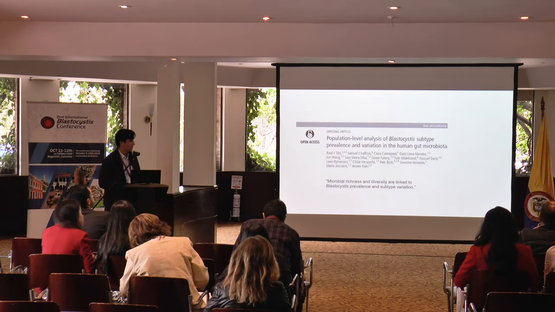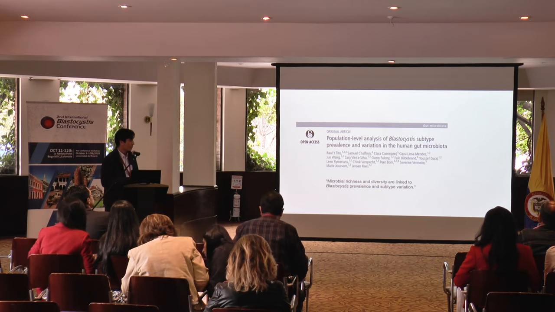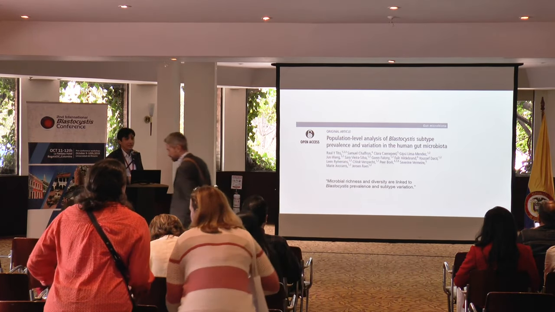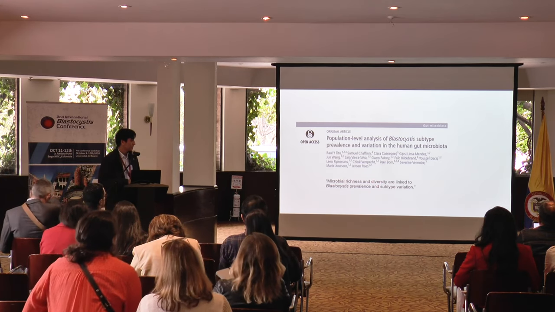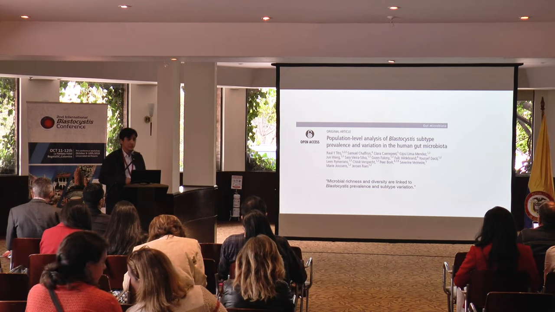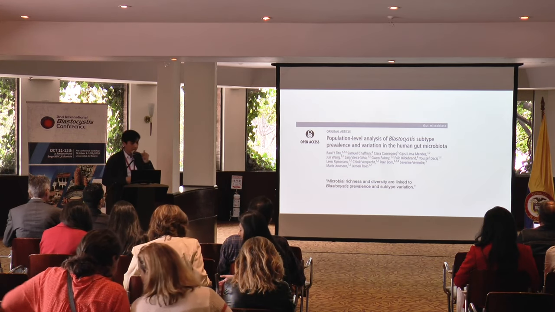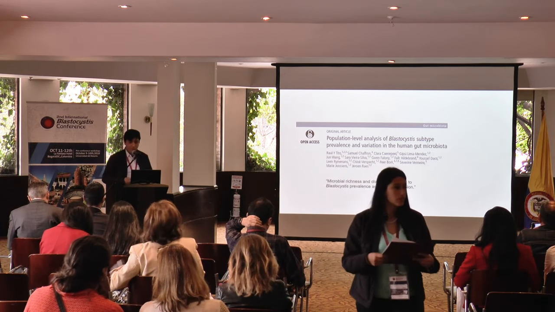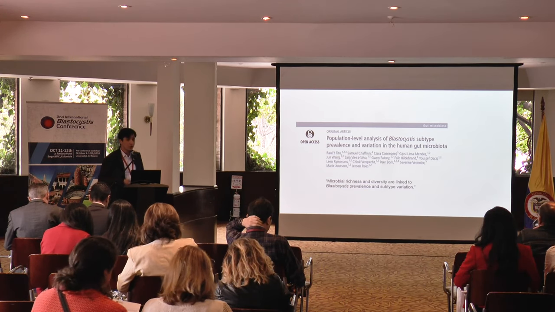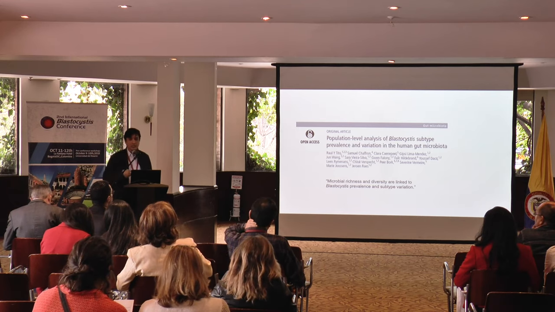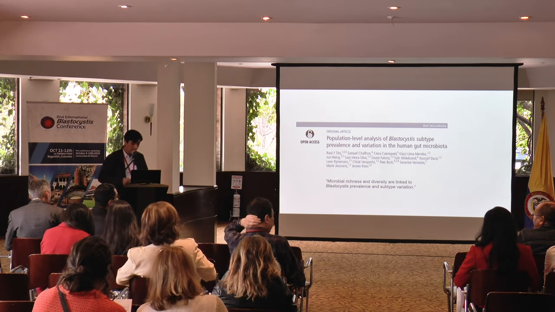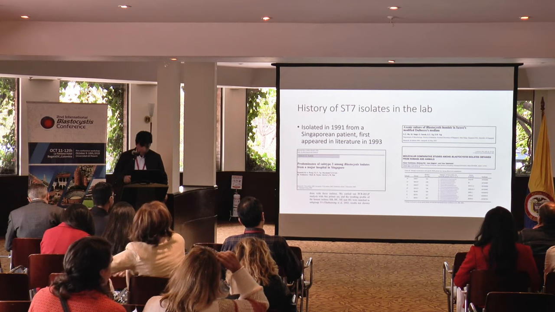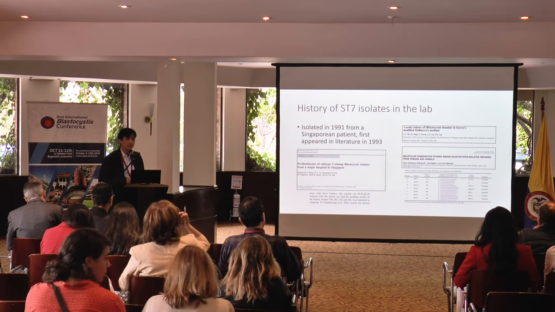But I'm grateful for the presentation a while ago summarizing this paper, and Dr. Tito said that one of the take-home messages is that microbial richness and diversity are linked to Blastocystis prevalence and subtype variation. So meaning that if I use a specific subtype and do microbiome studies, this could probably explain the classification of the microbiome that you can find in that host. So I'm going to talk about only a single subtype in this project, and this is a subtype 7 isolate.